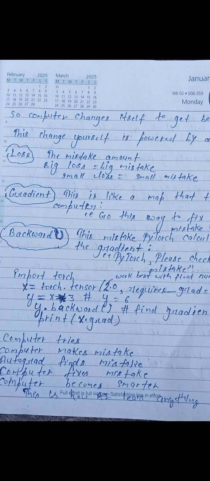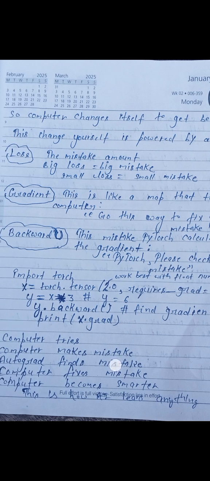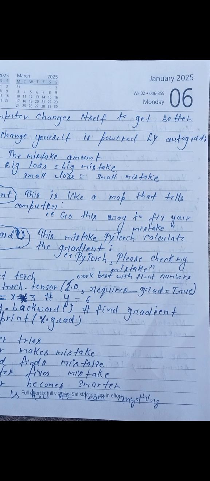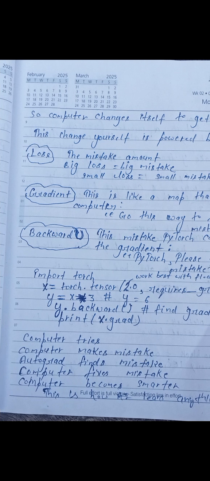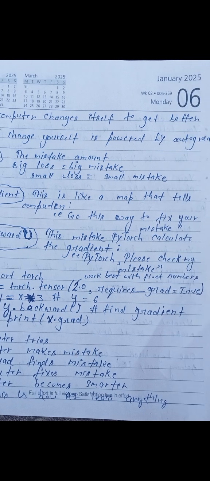Loss is the mistake amount: big loss, big mistake; small loss, small mistake. Gradient is like a map that tells the computer, go this way to fix your problem, to fix your loss, to fix your mistake. Backward tells PyTorch, please check my mistake and calculate the gradient.